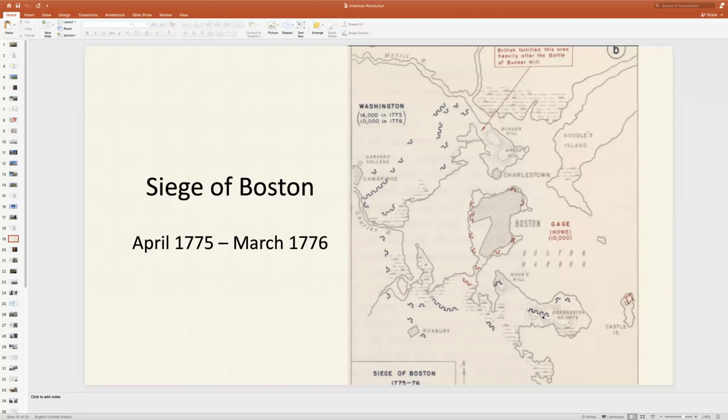And then on June 9th, all of a sudden, Howe shows up, leaves Halifax, Nova Scotia, and he arrives at Sandy Hook in the lower New York Bay, basically where Staten Island and New Jersey are. Actually, he left Nova Scotia in June and arrived at Sandy Hook on July 2nd, 1776, which is the same day that 12 American colonies declared independence.